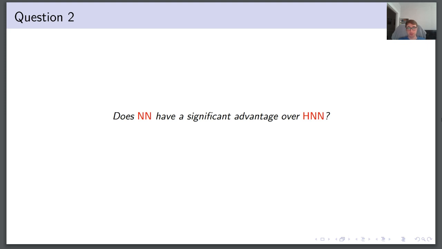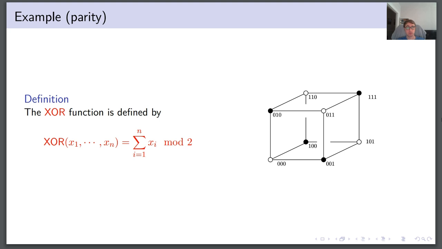So to address the second question, does NN have a significant advantage over HNN? We will exhibit the parity function. So this is a Boolean function equal to 1 if and only if the number of 1s in the input is odd.